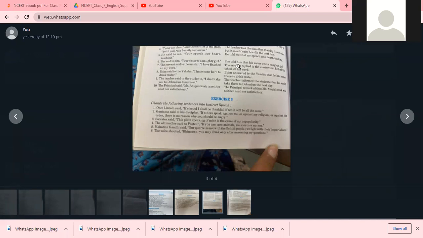Yes. Mahatma Gandhi said that their quarrel was not with the British people. Not our, it is their quarrel. Their quarrel was not with British people. They fought with their imperialism.